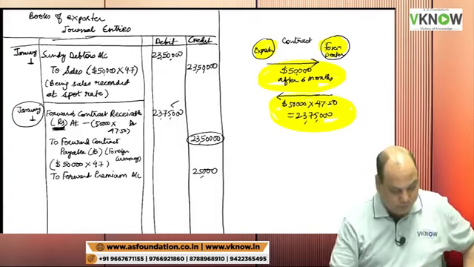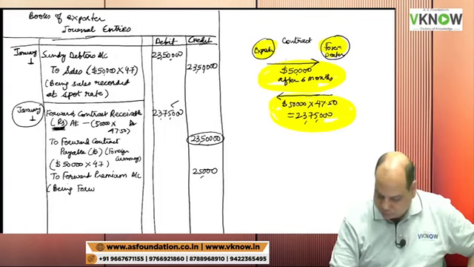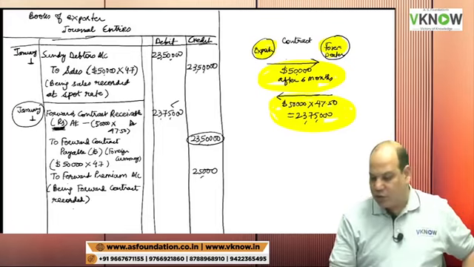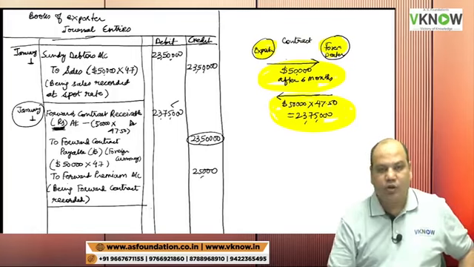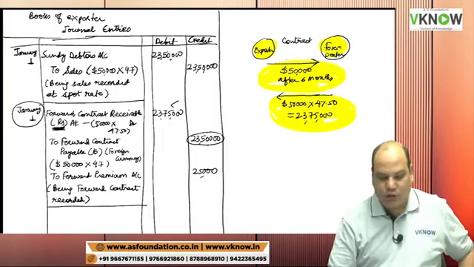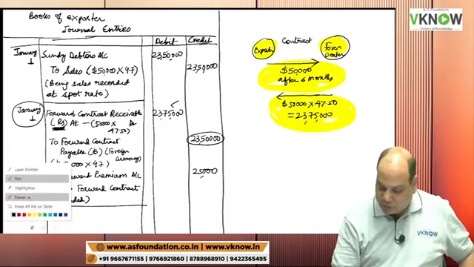Okay. Being forward contract recorded. A good student will note down everything. He will not leave anything to chance. Now this is the date of transaction.